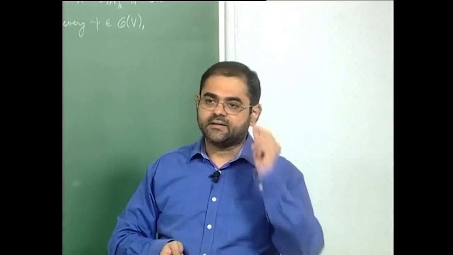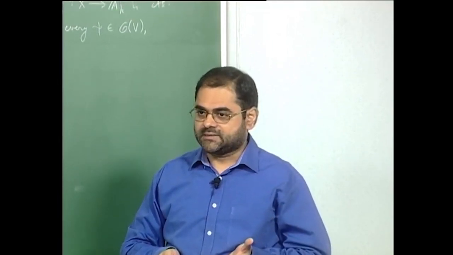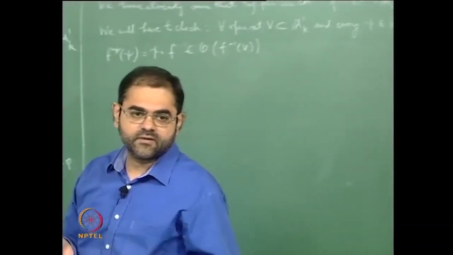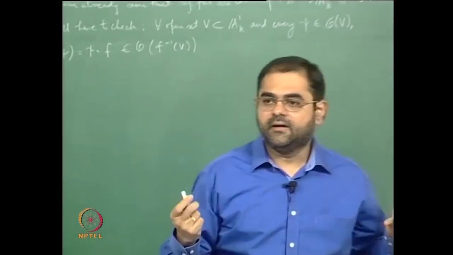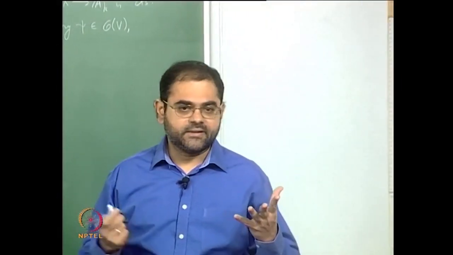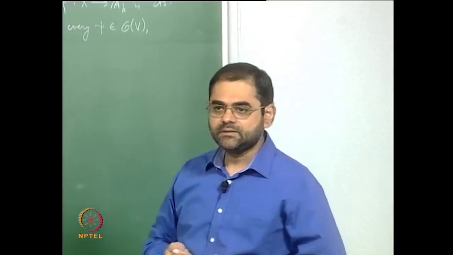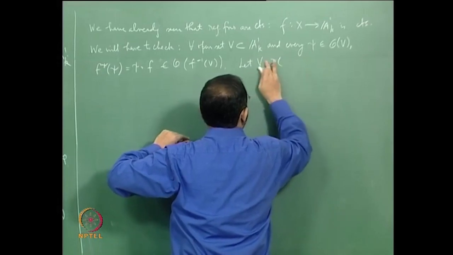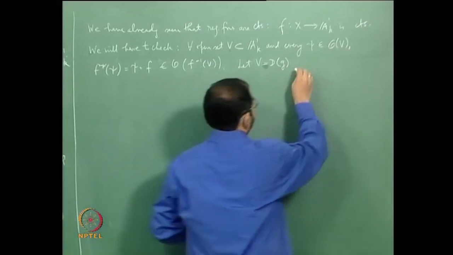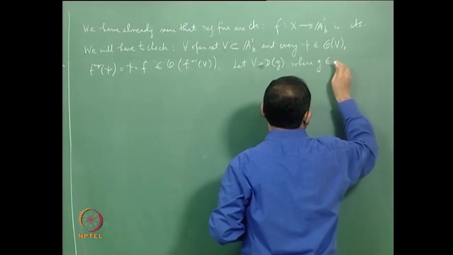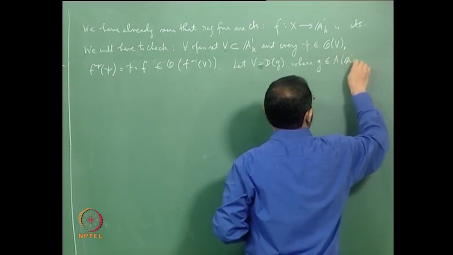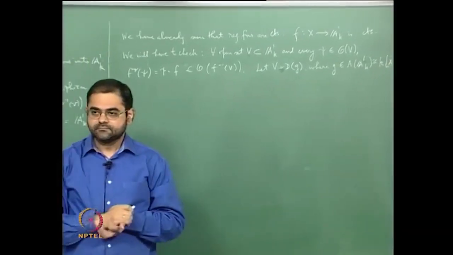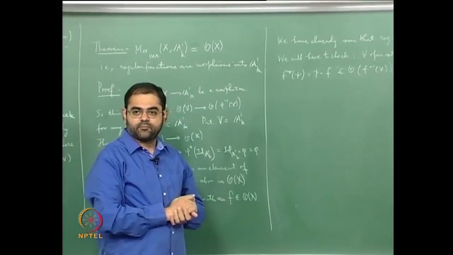The important fact we are using is that the only closed sets in A1 are finitely many points, and this is the geometric reflection of the commutative algebraic fact that every ideal in the polynomial ring in one variable over a field is generated by a single element. It's a PID, right. So let V be D of G, where G is an element of A of A1, which is identified with k[x]. G is a polynomial in one variable, and V is D of G, a basic affine open defined by G.